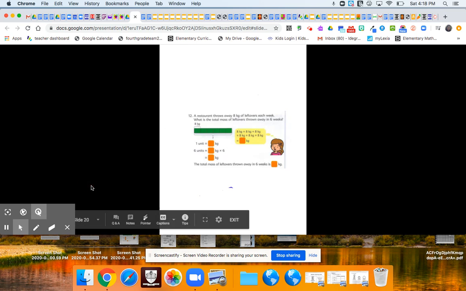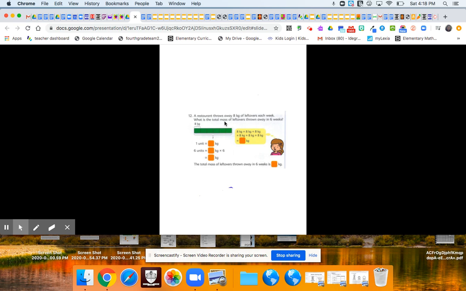Okay, number 12. A restaurant throws away 8 kilograms of leftovers each week. What is the total mass of leftovers thrown away in 6 weeks? So when I look at the gist of this, I know a restaurant's throwing away food. They're throwing away a certain amount each week, but they want us to find the total mass thrown away in 6 weeks. Okay, so let's start and reread for information.